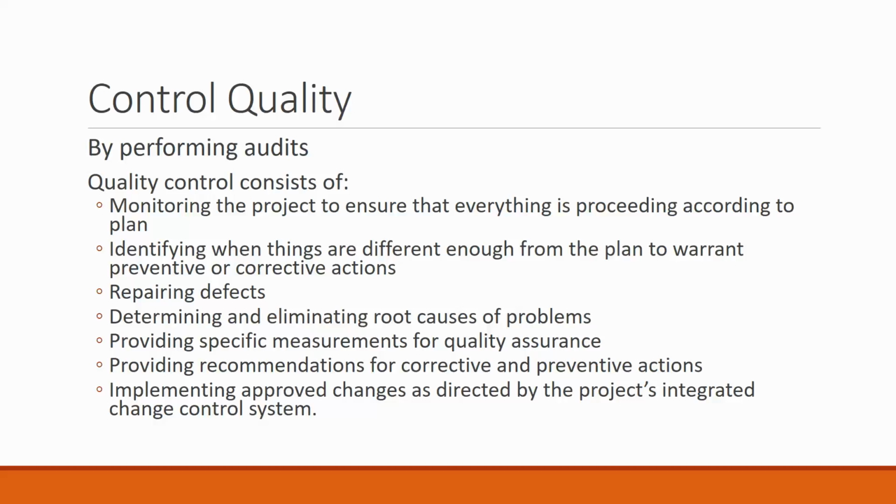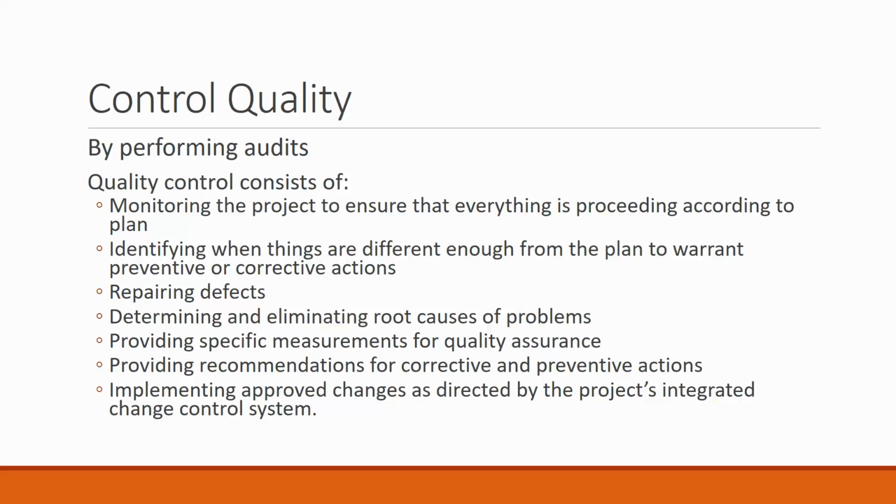And then finally, we're going to talk about quality. And quality is all about performing those audits. Remember, we need to do quality auditing in order to be able to perform quality reporting. So quality control consists of monitoring the project to ensure that everything is proceeding exactly as we expect it to. When we identify things that need to be fixed, we take appropriate actions, whether they are preventive actions or corrective actions. We need to repair defects. We can't let defects just sit.